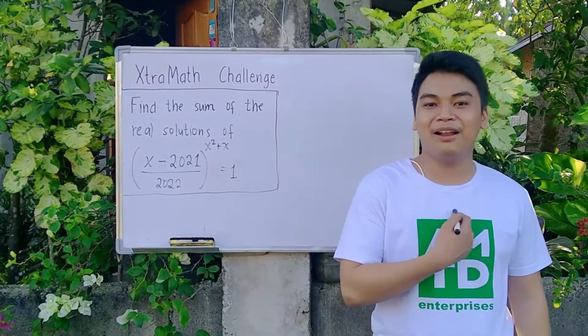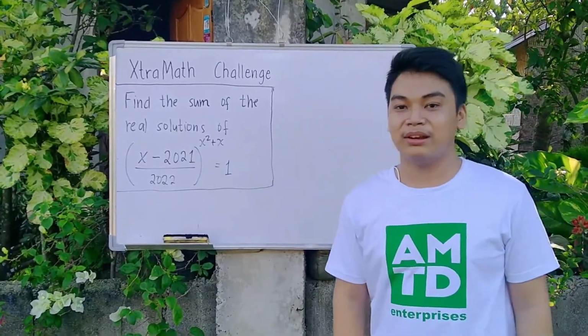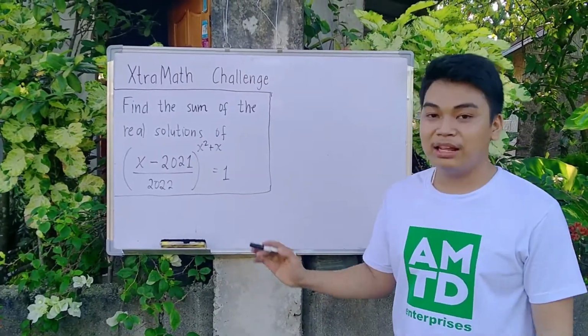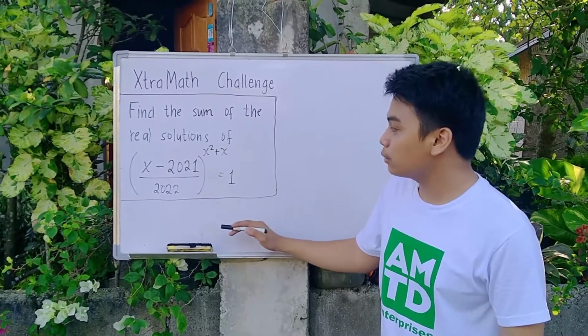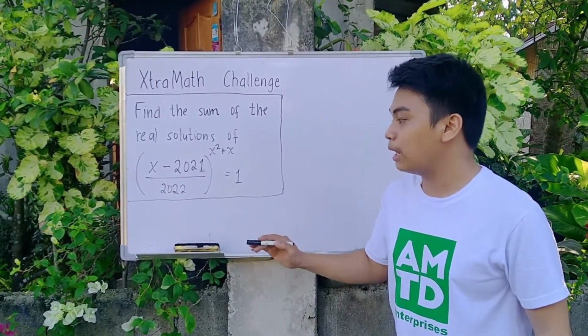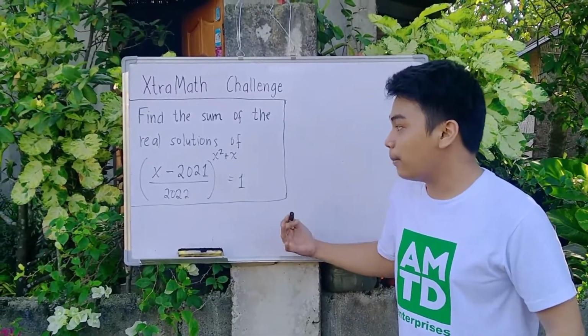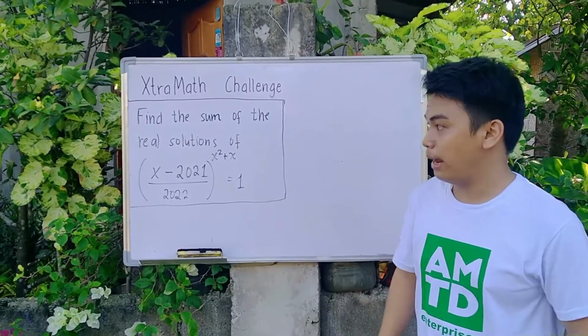I am Hobbiter Ralph and for today, we are going to deal with this extra math challenge question. The problem today, mga ka-Hobbiters, is: find the sum of the real solutions of the quantity of x minus 2021 over 2022 raised to the power of x squared plus x equals 1.